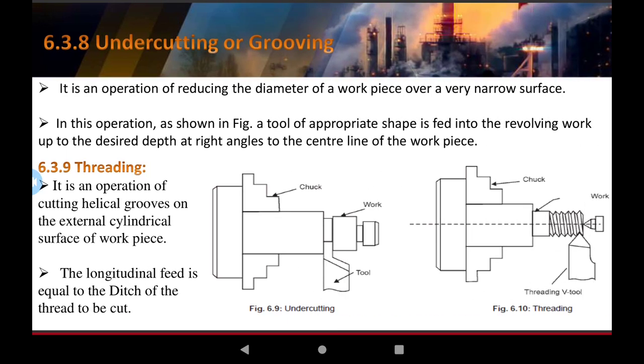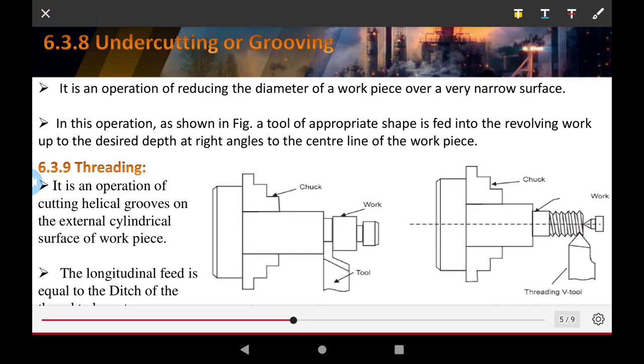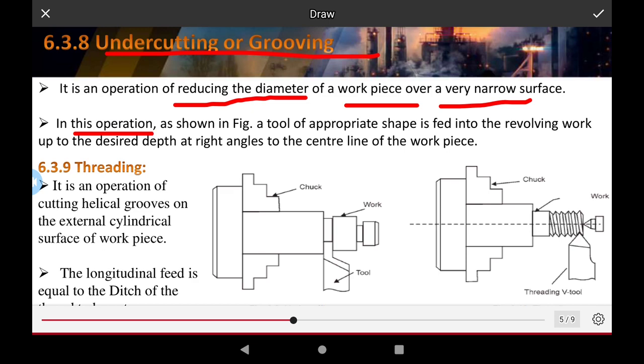Undercutting or grooving operation. It is an operation to reduce the diameter of the workpiece over a curved surface. In this operation, as shown, a tool of appropriate shape is fed into the revolving workpiece to the desired depth, at right angle to the center line of the workpiece.